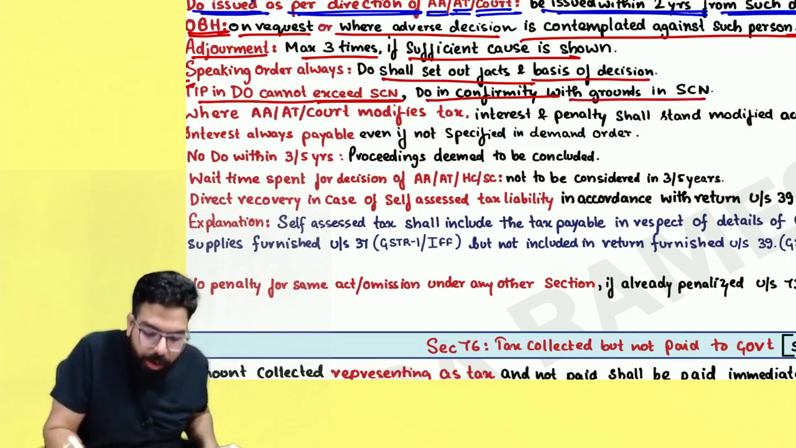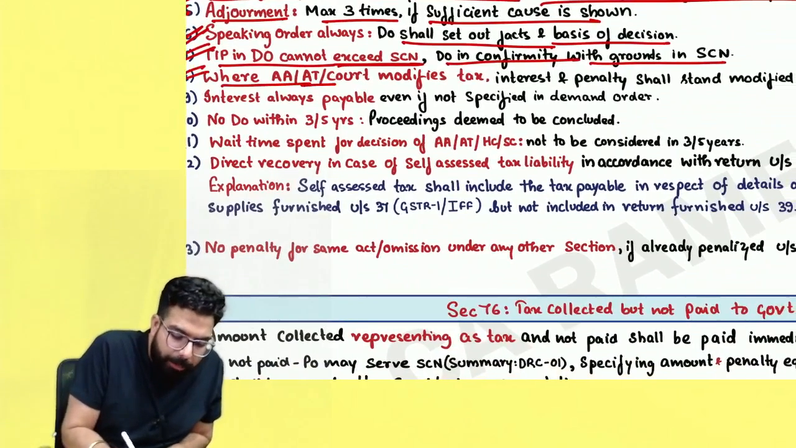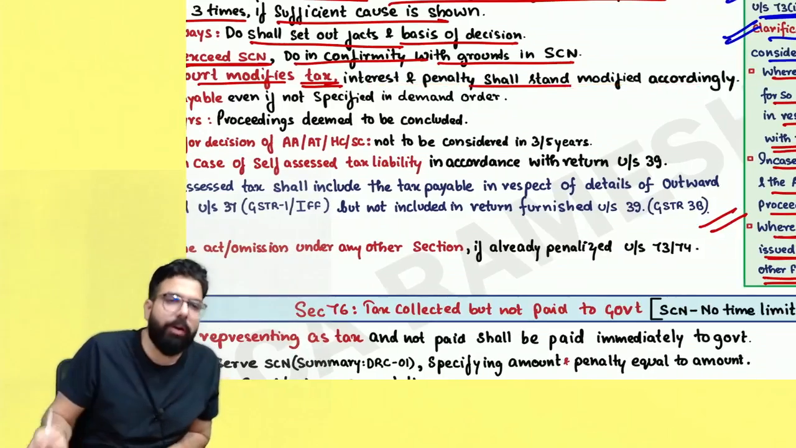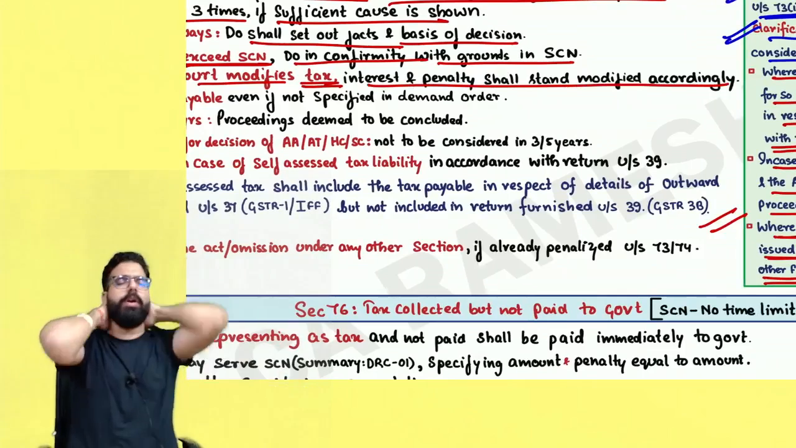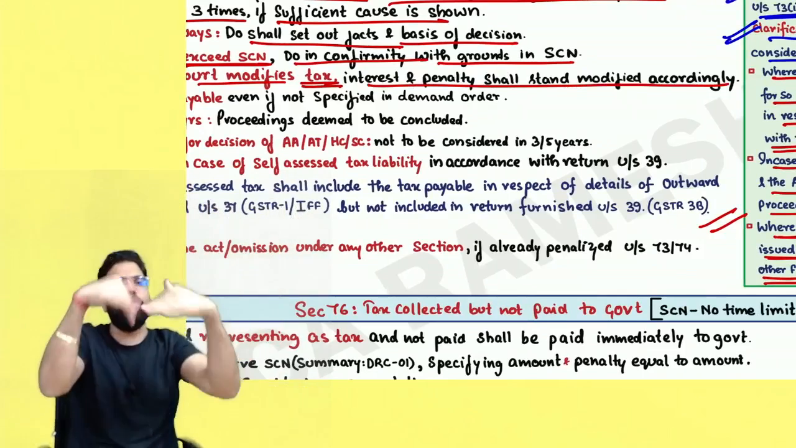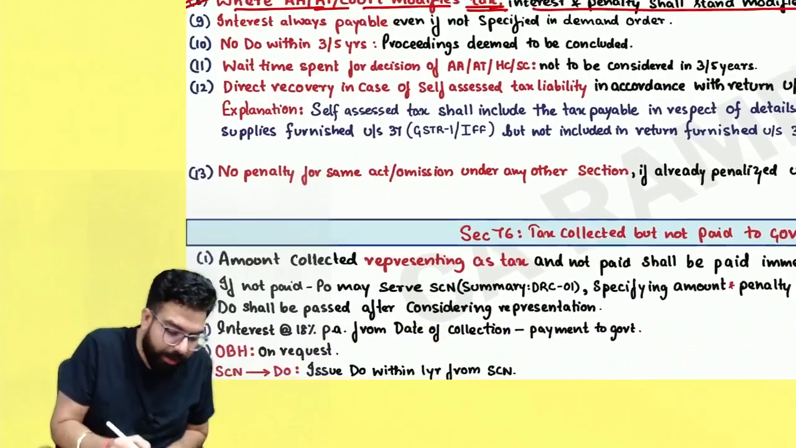Demand order should always be in conformity with the show cause notice. Where the appellate authority, appellate tribunal or court modifies the tax, interest and penalty also shall get modified. So for example, if you went to the appellate authority, appellate tribunal or court, and they increased the tax amount, then interest and penalty will also increase. If they reduce the tax amount, then interest and penalty also get reduced accordingly.